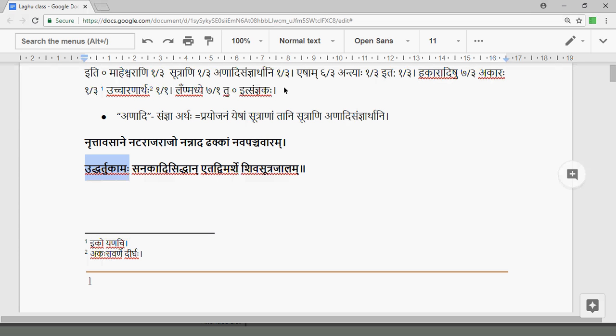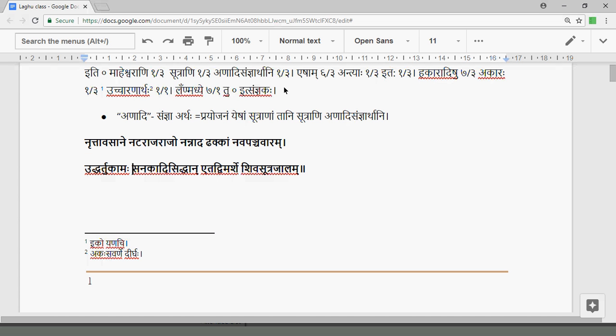Uddhartu kamaha, being desirous to do welfare, to do Uddhara. Uddhara of whom? Sanakadi Siddhan. So there are Sanakadi Munis, Sanaka Muni Ityadi are there, all the Siddha Purushas. So Sanakadi Siddhan Uddhartu Kamaha, being desirous of the Sanakadi Siddhas. And Etad Vimarshe Shiva Sutra Jalam.